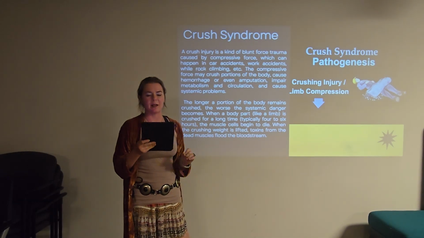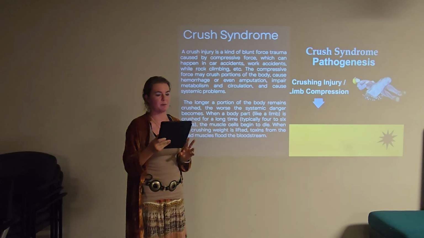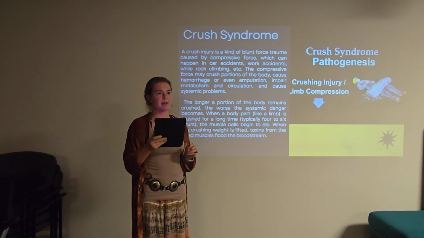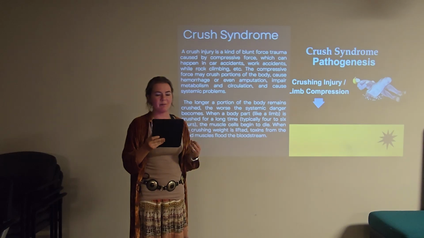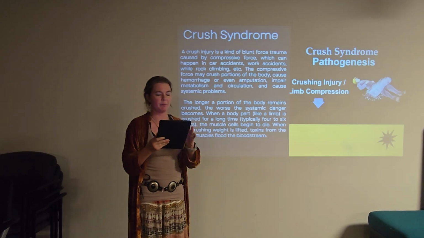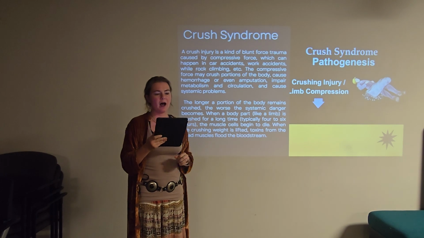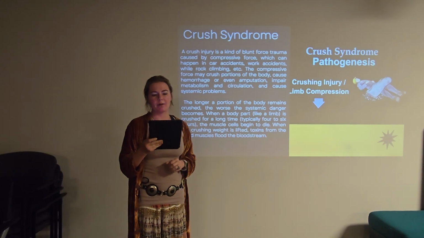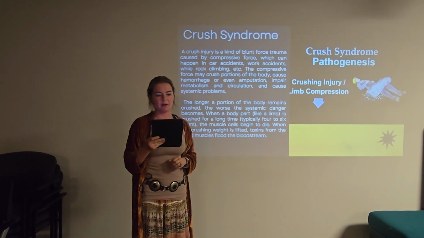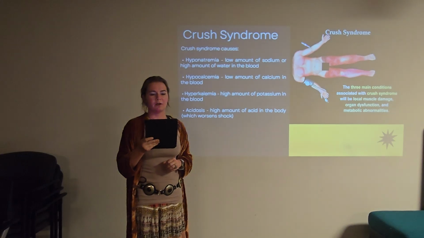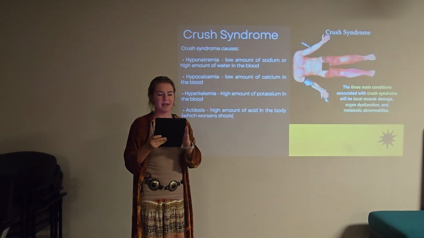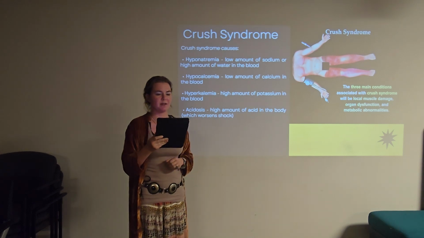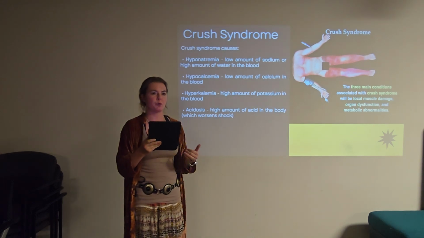When a body part, like a limb, is crushed for a long time, typically 4 to 6 hours, the muscle cells begin to die. When the crushing weight is lifted, toxins from the dead muscles flood into the bloodstream. Crush syndrome causes hyponatremia, low amounts of sodium or high amount of water in the blood, hypocalcemia, low amount of calcium in the blood, hyperkalemia, high amounts of potassium in the blood, and acidosis, a high amount of acid in the body, which worsens shock.